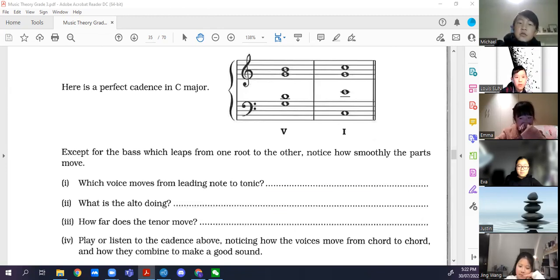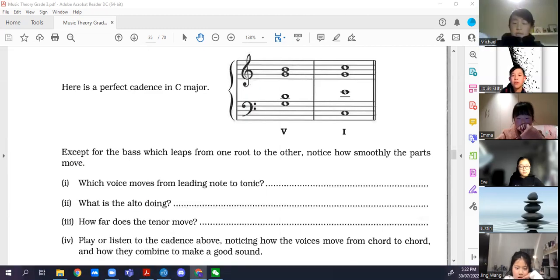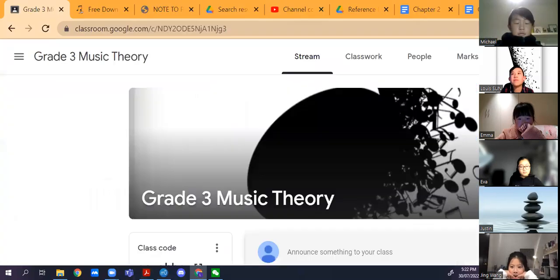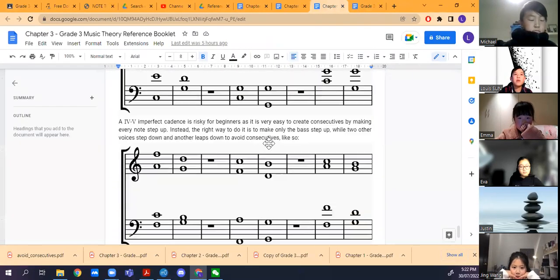how about this? I'll share the reference booklet, since I feel like it's very handy to refer my classes to the reference booklet now, since I put so much effort into it. So why not use it? This is in chapter 3.